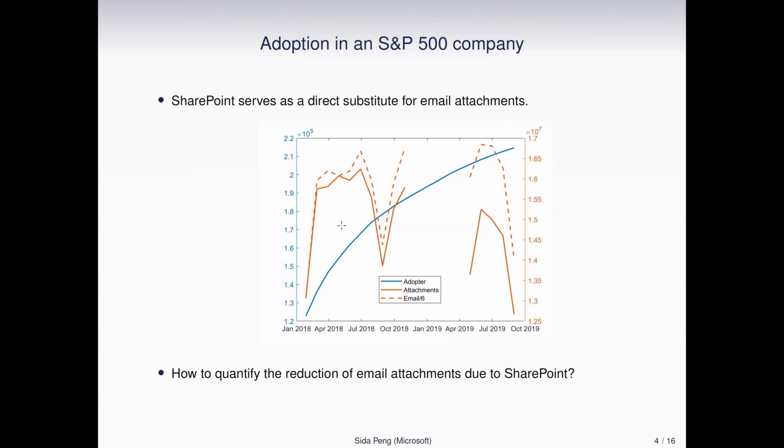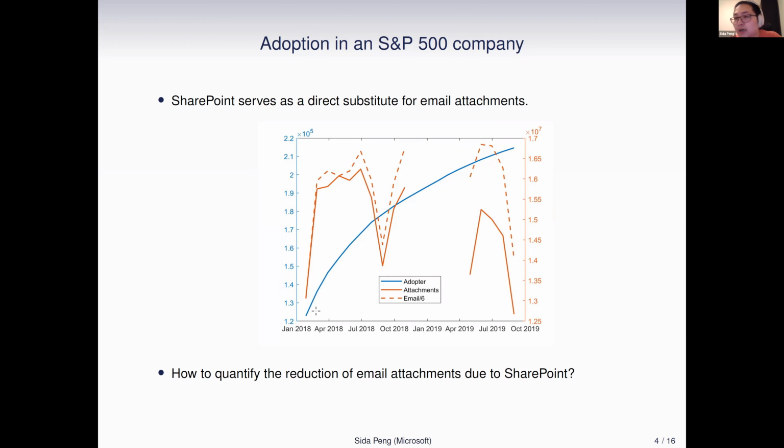Okay, yeah. So as this technology ramps up in a given company, what we should expect is a reduction in the number of attachments. Here I'm taking one example of an S&P 500 company. From January 2018, we saw, on the left-hand side, this axis, and the blue line represents the cumulative number of adopters.